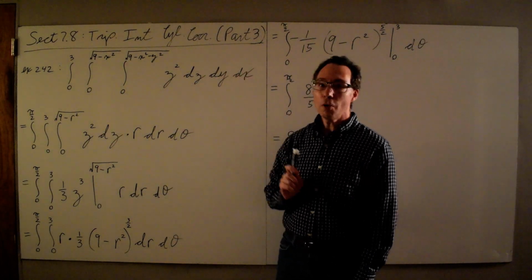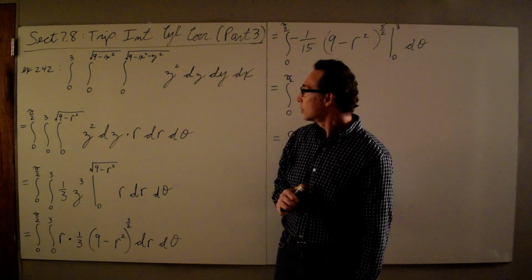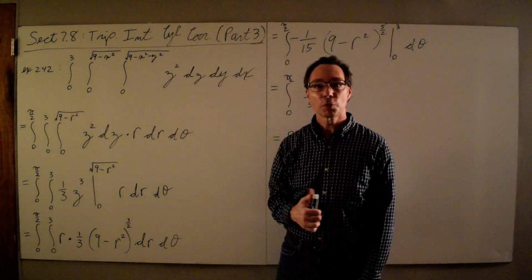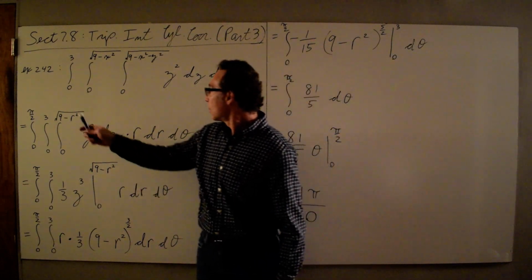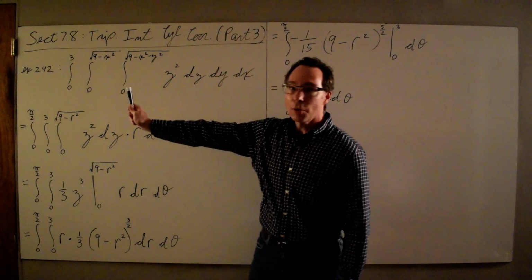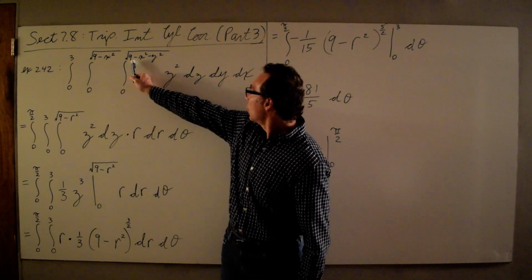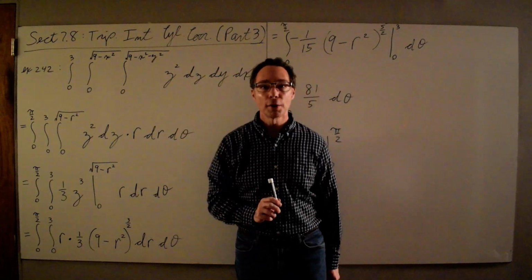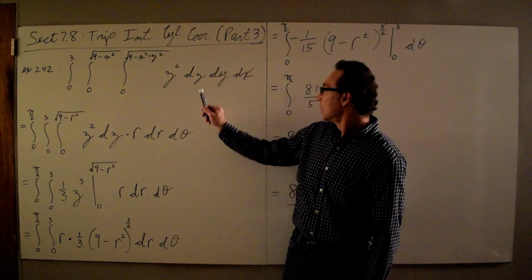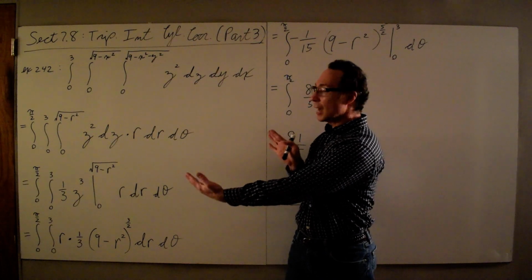This is the third video on section 7.8, triple integrals with cylindrical coordinates. The integral that's given to us is in terms of rectangular coordinates. So we have the integral 0 to 3, integral 0 to the square root of the quantity 9 minus x squared, the integral 0 to the square root of the quantity 9 minus x squared minus y squared. Our function is z squared dz, dy, dx. Remember, we integrate from the inside out.